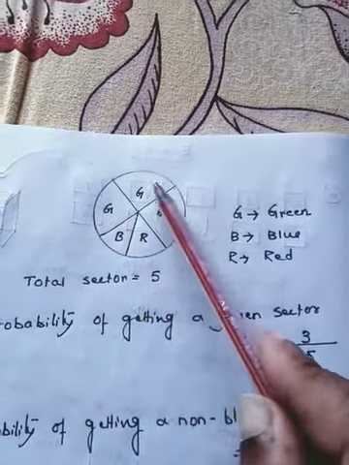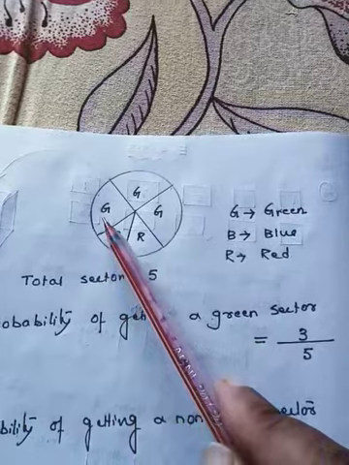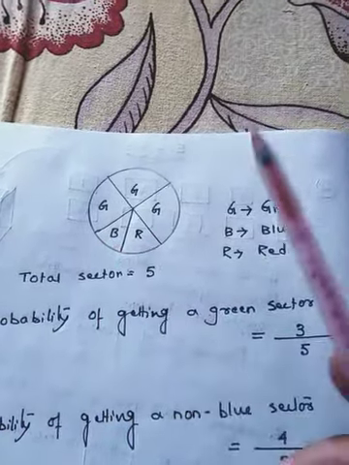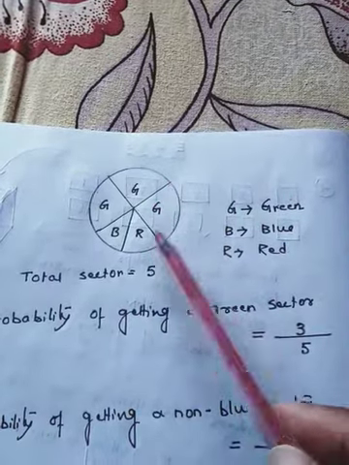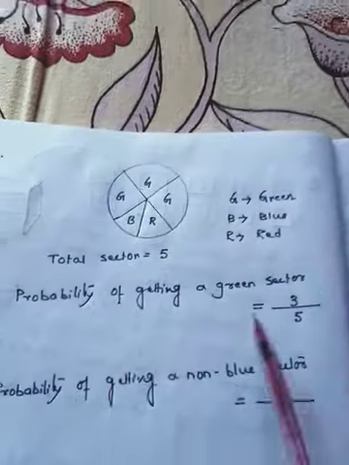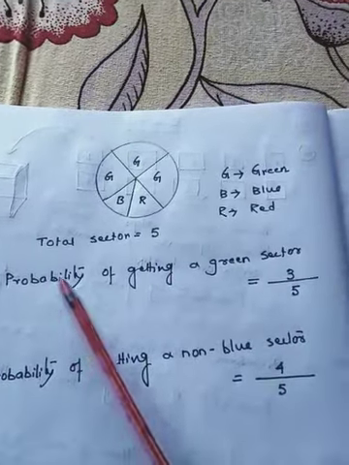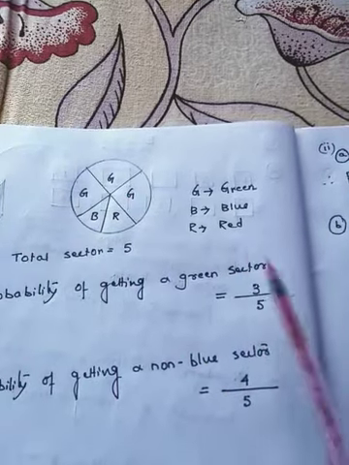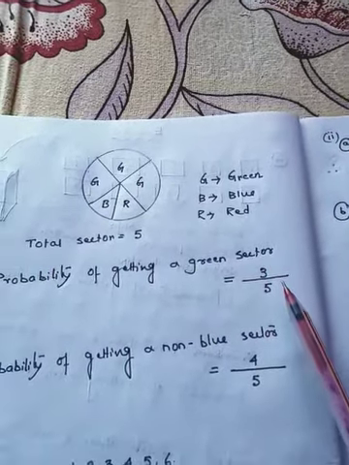So out of these 5 sectors, how many times will you find that blue is appearing? 1 time. How many times will red appear? 1 time. And how many times will green appear? 3 times. So this is a simple question. The first question they have asked: probability of getting a green sector. So out of 5, how many times will you get a green sector? 3 times. That is 3 upon 5.